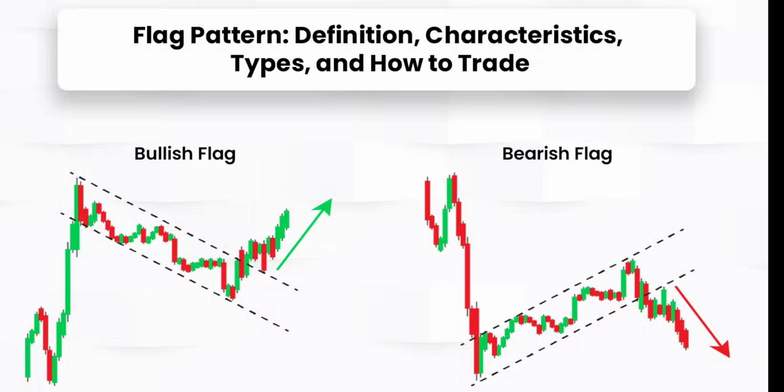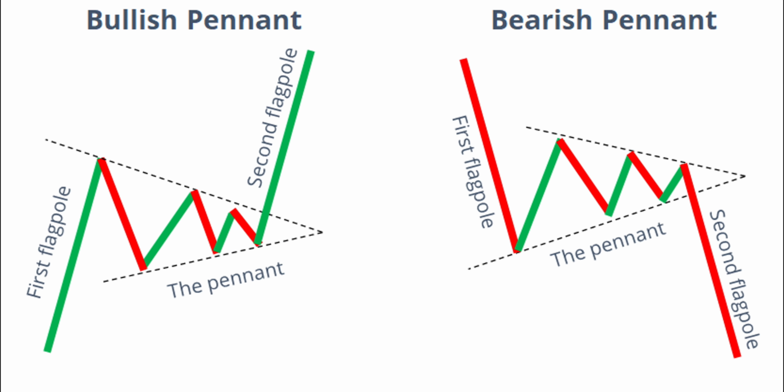The third pattern is the flag and pennant. These are continuation patterns that usually happen after a strong move. A flag looks like a small channel moving against the main trend. A pennant looks like a tiny triangle after a big move. How to trade? Enter when price breaks out in the direction of the original trend. It usually means the market is about to continue strongly.